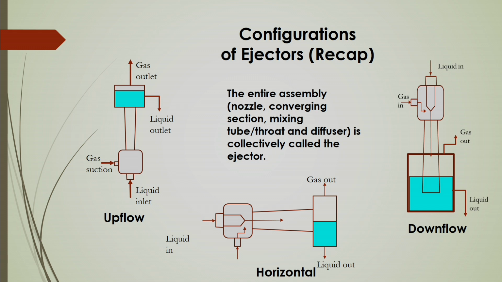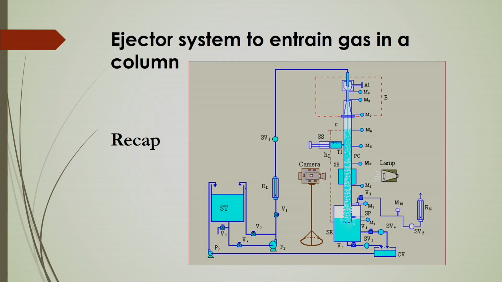And we have also discussed the different configurations like upflow, downflow and horizontal, which we described in detail in previous lectures. Now we will discuss the hydrodynamics in the downflow system, where the ejector is used for entraining gas in the column.